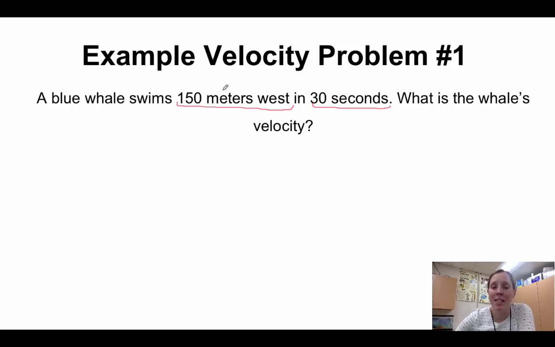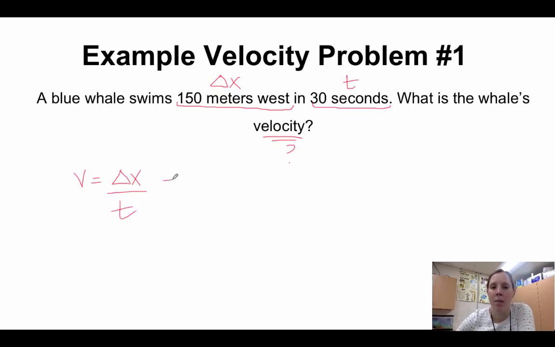So I recognize this as my displacement, so I'm going to label that delta x, and this is my time. And it says, what is the whale's velocity? So that's what I'm trying to find out, is velocity. So let me write my equation. Velocity is equal to displacement over time.